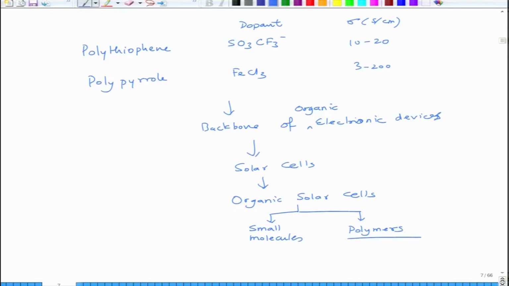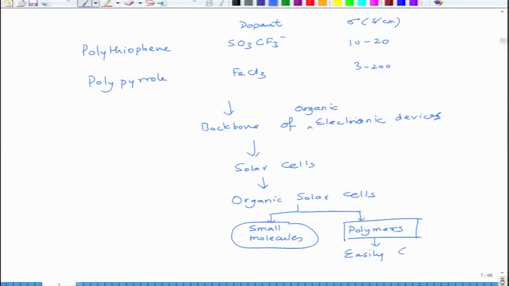Generally, polymeric solar cells are preferred because small molecules are difficult to synthesize through a solution processing route. They can be synthesized nowadays through solution processing, but small molecules are generally used in devices because they have very good evaporation capabilities. You can evaporate them just like metals, but evaporation is a process which does not allow you to make large area devices. So making large area devices is not very easy using small molecules. That is why most of the organic solar cell research has concentrated on the use of polymers, because polymers can be easily solution processed.